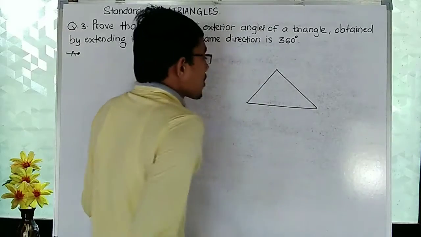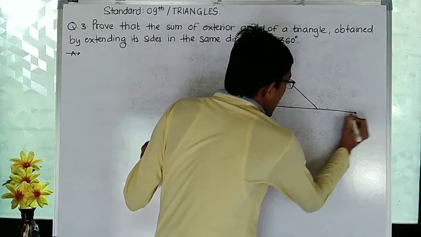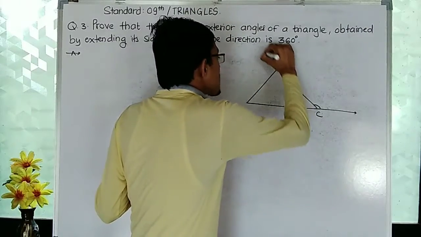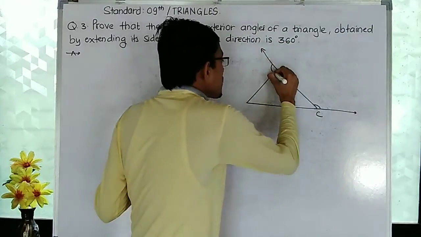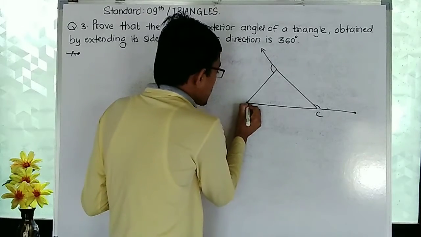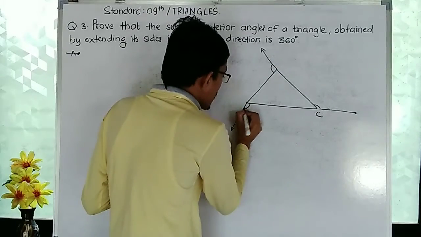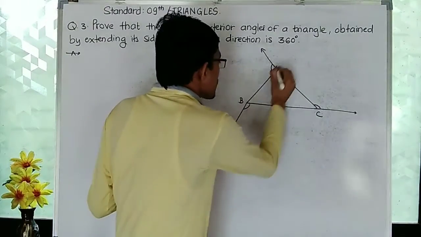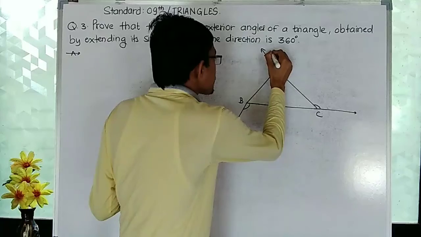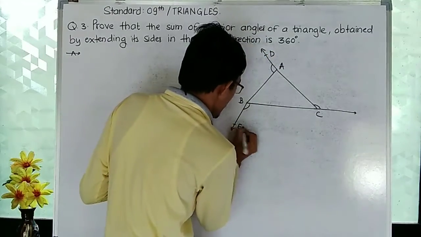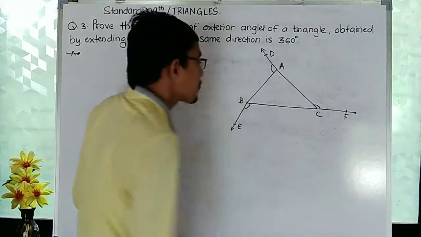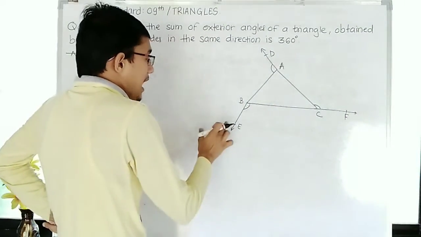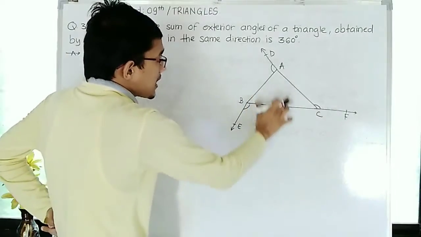Okay, now I will extend this side. I have got one exterior angle. Then I will extend another side and I will get another exterior angle, and then I have extended this side, I have got the third exterior angle. Okay, now I will name them. So now I have three exterior angles, angle DAB, angle EBC and angle ACF.